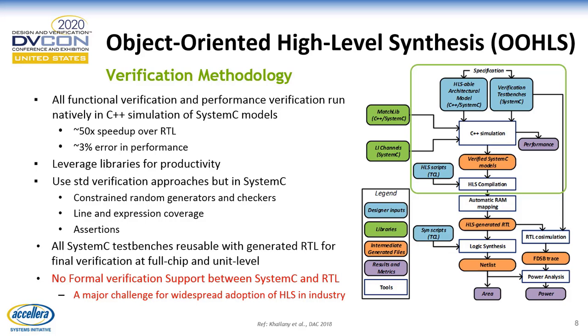Our verification process is pretty standard. We use constrained random number generators, checkers, line and expression coverage, and assertions, etc. But all of this is primarily done in SystemC. And an ideal approach to verify the generated RTL would be a formal verification check. However, we have limited tool support for verification checks between SystemC and RTL, and therefore we decided to reuse the SystemC test benches for verifying the generated RTL as well.